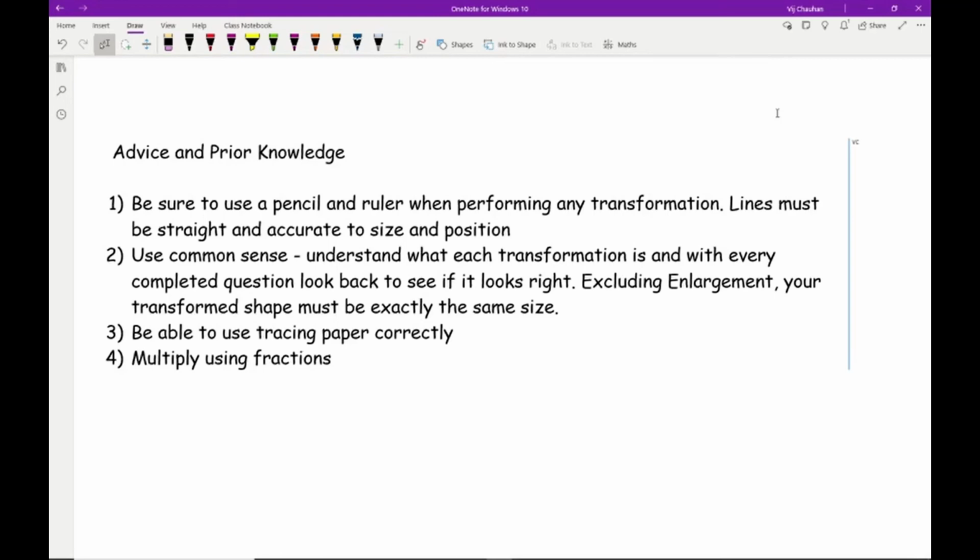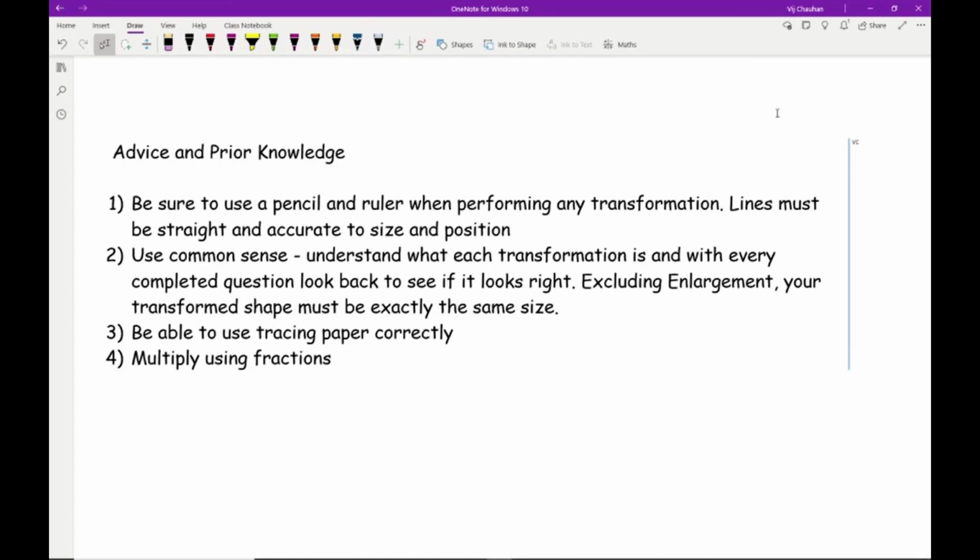Now a good tip is, excluding enlargements, your transformed shape must be the exact same size. So when you're dealing with rotation, reflection or translation, you shouldn't have altered the actual dimensions or the lengths of the sides of the shape. It should be exactly the same. It may look different in terms of the orientation, but the shape itself should stay the same size.